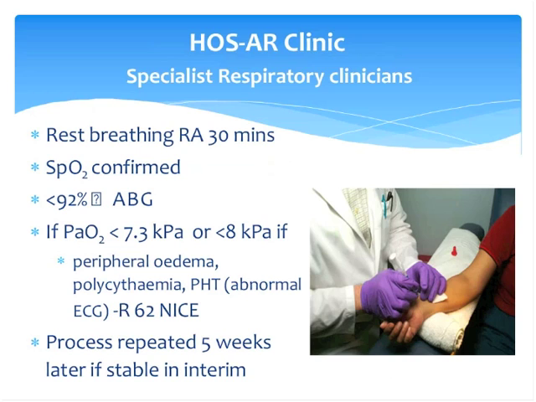And we'll be looking for levels for their PaO2 to be less than 7.3 kilopascals, or less than 8 kilopascals if they have other conditions as well as respiratory disease. So things like peripheral edema, polycythemia, pulmonary hypertension. And again, the guidelines state at this stage that the process should be repeated 5 weeks later if the person is stable in the meantime.